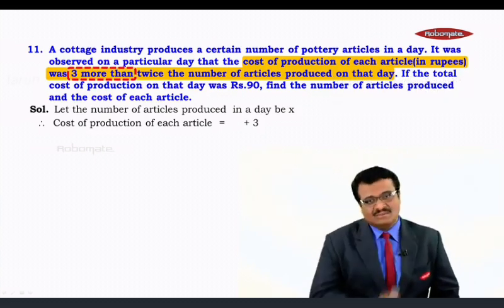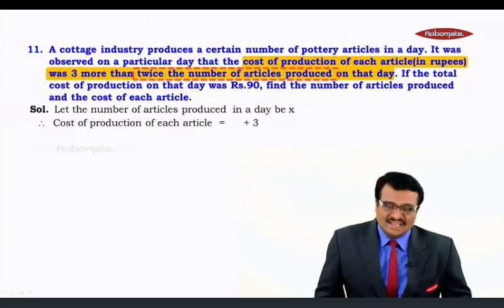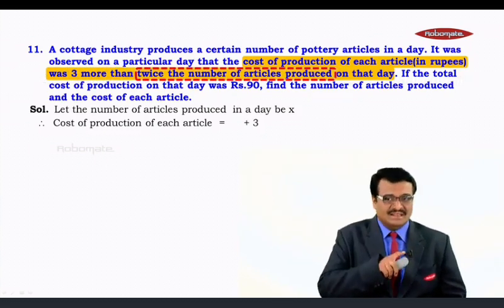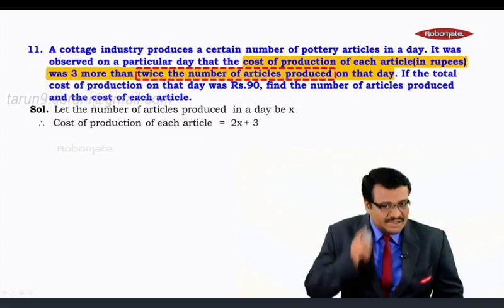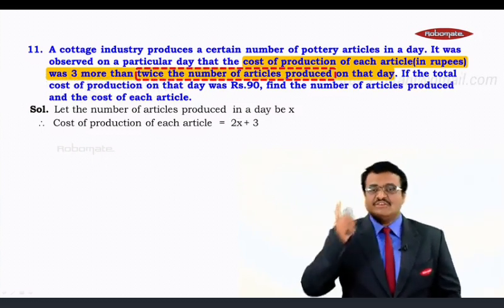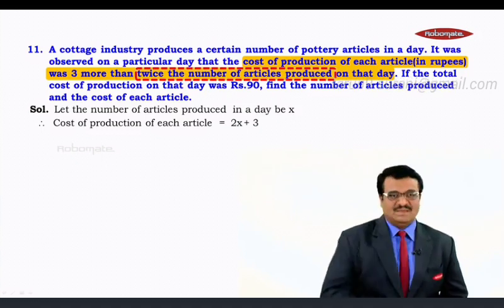After the word than, what comes? Twice the number of articles produced. Twice the number of articles, and we have taken number of articles as X. So, twice the number of articles means what will come in that space? 2X. So, cost of production of each article is 2X plus 3.